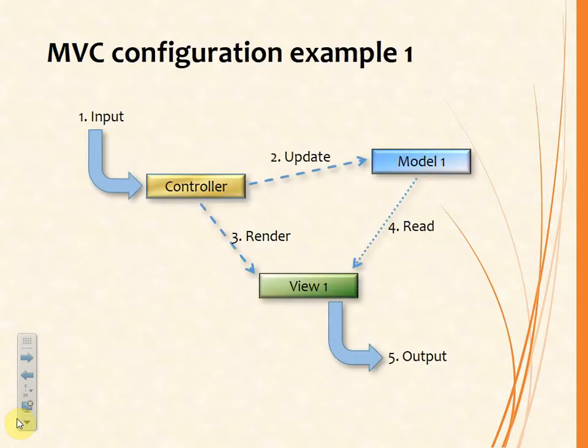Here's an example. Some input comes in, that's number 1 on the left. The controller receives it, updates a model, just one model component, and then number 3 renders view number 1. As part of rendering that view, there'll be a read of the data that's in the model, and the output is the rendering of that view in response to the request that came in. So a very simple little example.